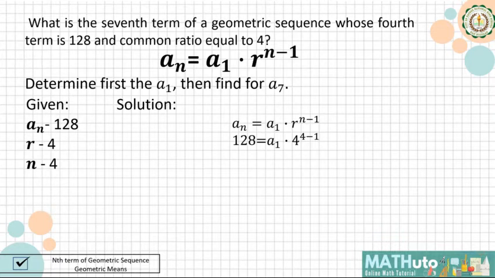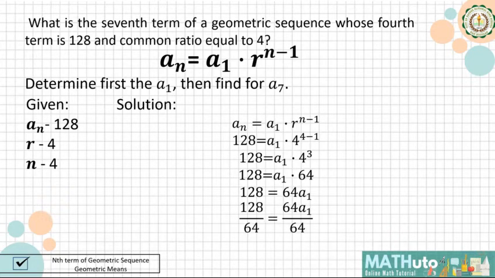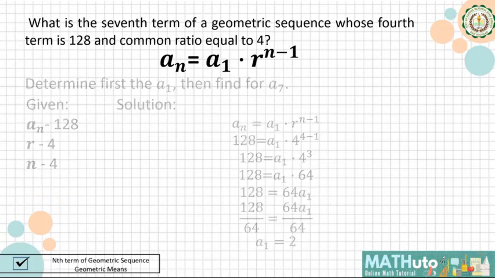Then, we'll have 128 equal to a sub 1 times 4 raised to 3. Simplifying the exponent, that is 128 is equal to a sub 1 times 64. Thus, let us divide both sides by 64 so that we'll come up with a sub 1 equal to 2. So meaning the first term of our sequence is 2, we can now get the seventh term of the sequence.